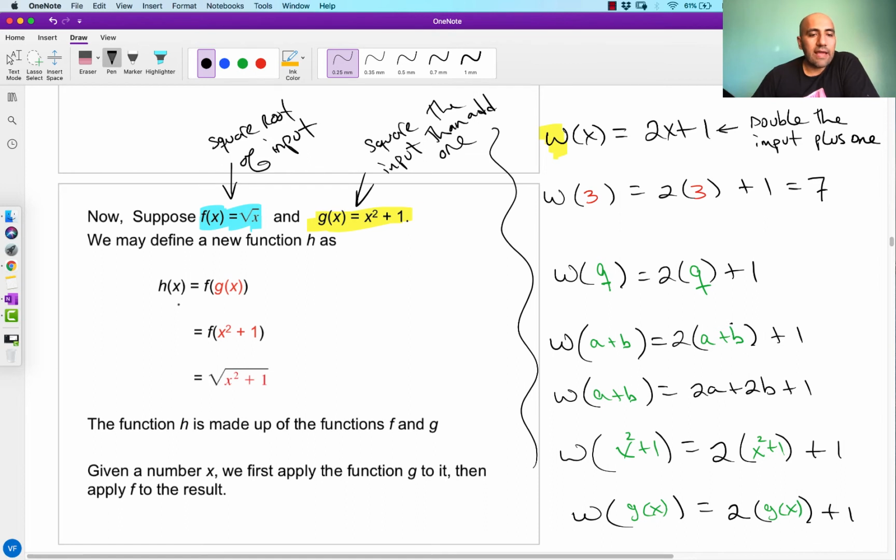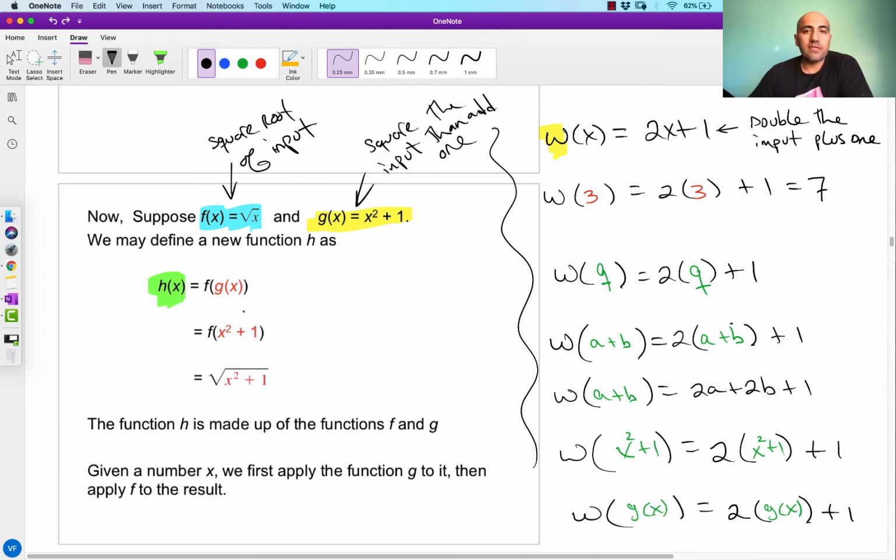Okay, so we're going to define a new function defined by this h of x, and this is letting me know how I'm going to define my h of x. My h of x is going to be defined as the f function evaluated at the g function. Remember, the outside function f means take the square root of whatever the input is. So we're going to take f of the g of x, which is this function, x squared plus 1. So then that equals f of x squared plus 1. And then we input that into our f function.